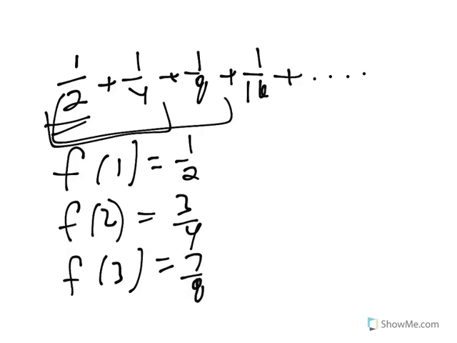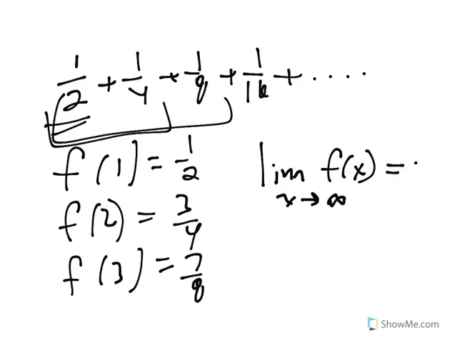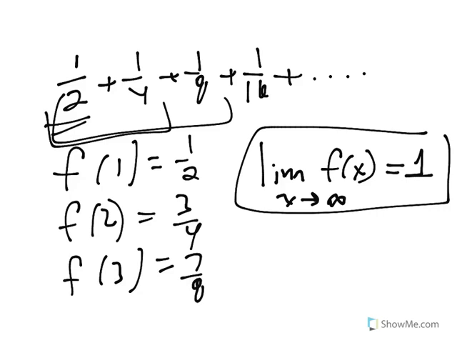It's getting closer and closer to the number 1, and the way we say that is we would say the limit of f of x, and now down here we say as x approaches infinity equals 1. That's a way of describing what's happening here. It's getting closer and closer to the number 1. It's not getting closer and closer to some other number.